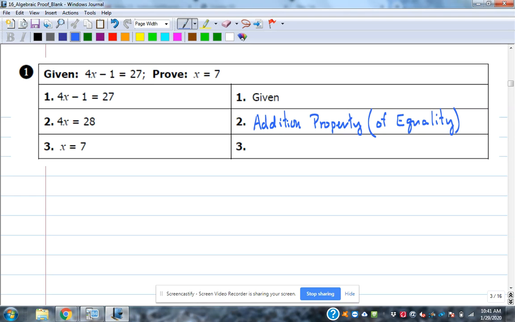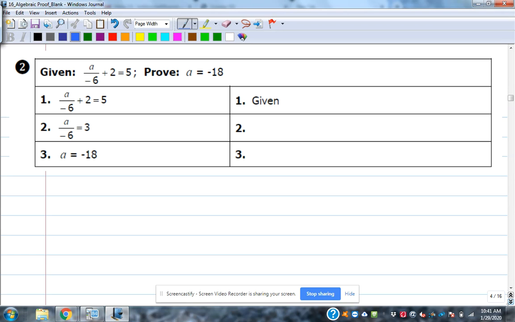All right. Now, how did they get from step 2 to step 3? Divided by 4. So that property is the division property. Now, in college, you would have to write out the words of equality. I'm not requiring you to do that. I think we all know that that's what it is. If you were writing a paragraph proof, you would need to write that out. So that is super easy, right?